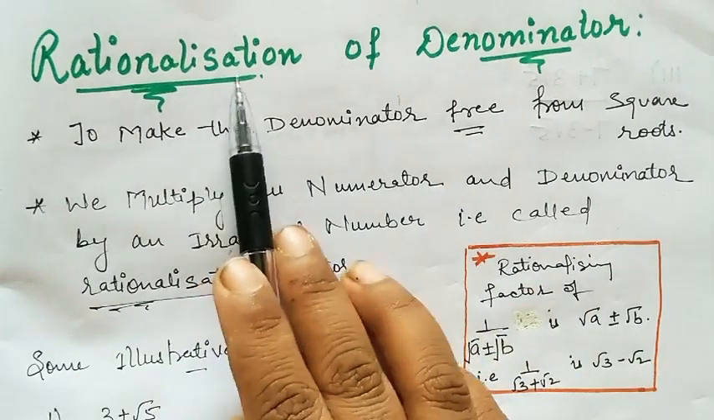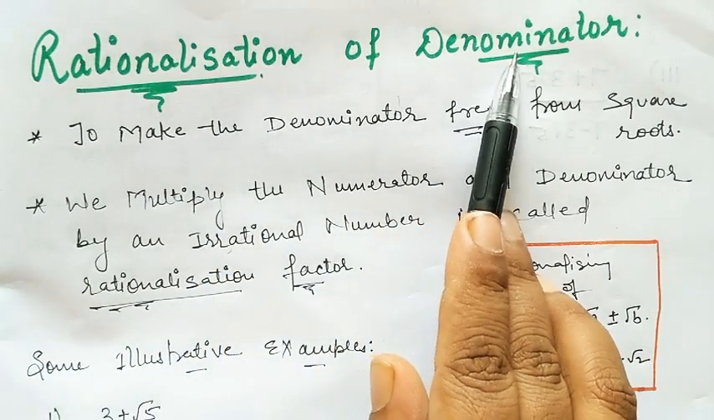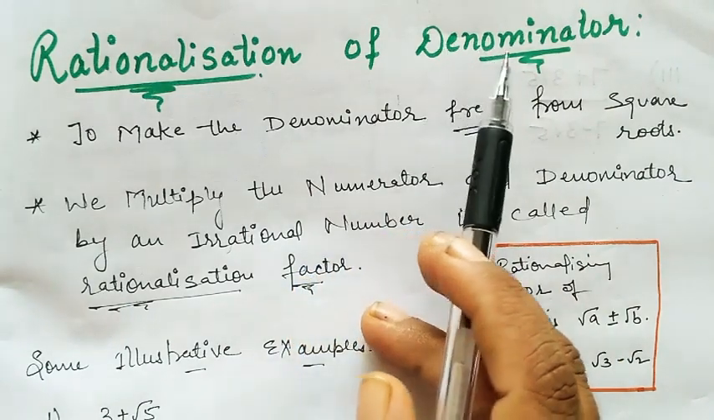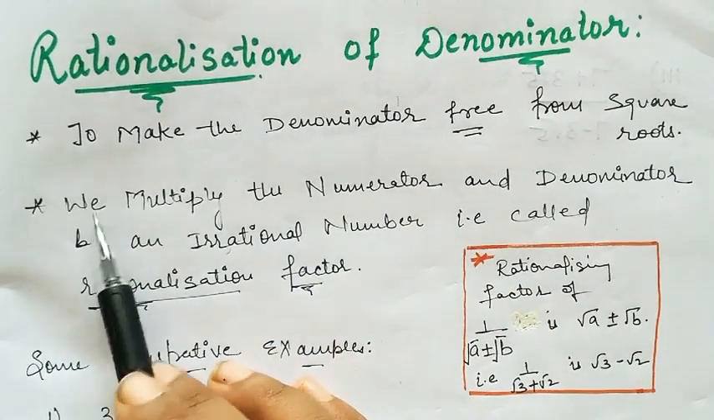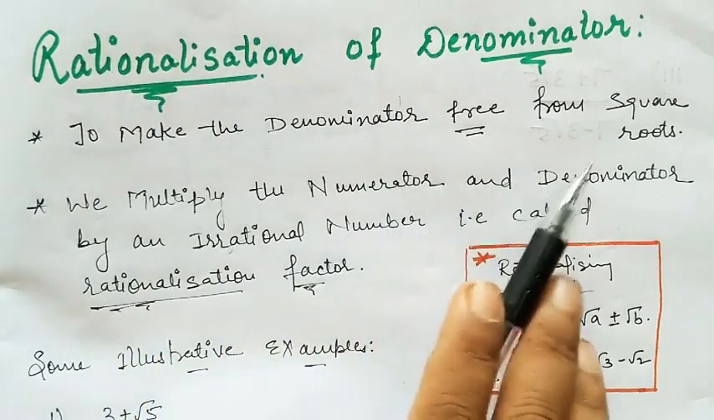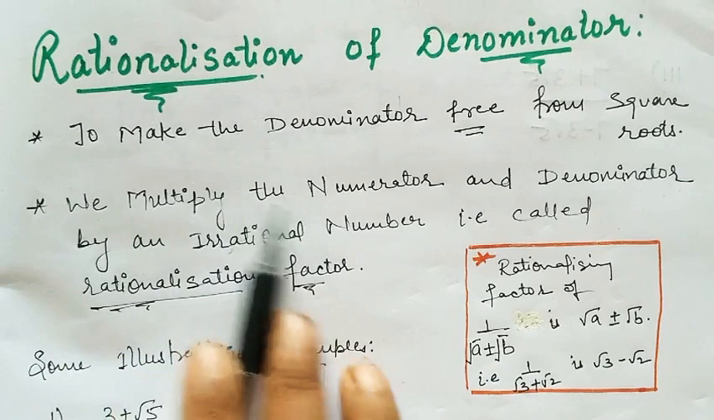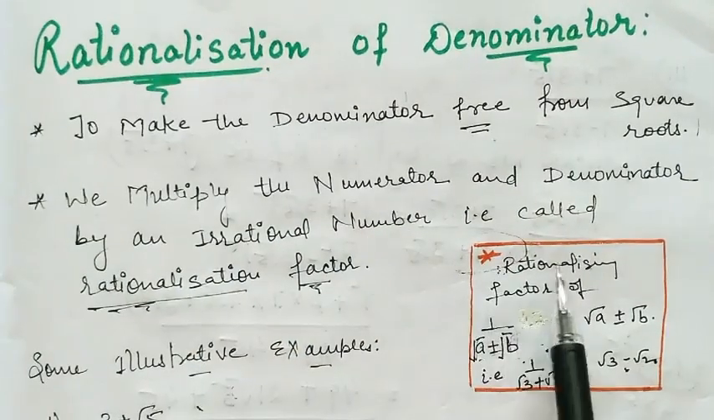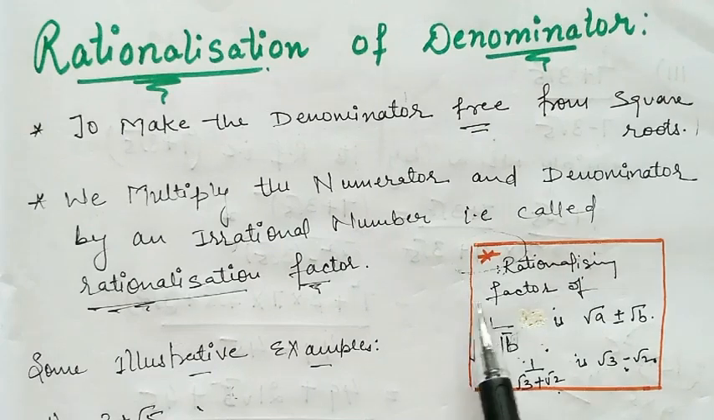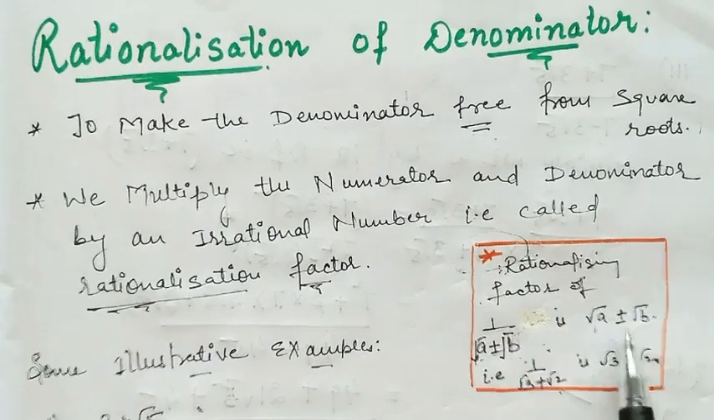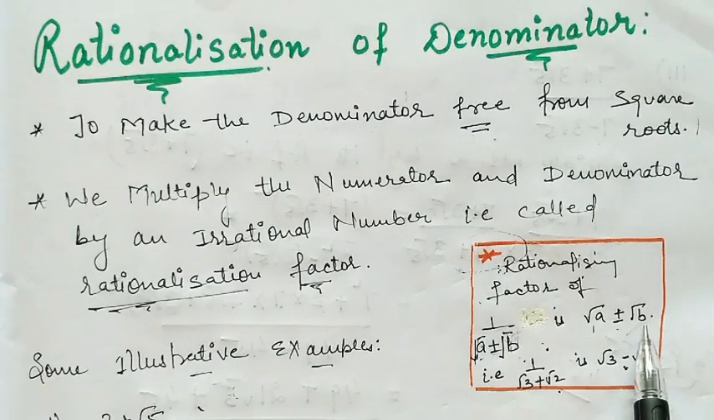So here we need to rationalize the denominator. We are going to apply the same thing, that is the rationalizing factor, here also. We multiply the numerator and denominator by an irrational number. That irrational number is also called the rationalizing factor. You need to remember that the rationalizing factor of 1 upon root a plus root b is root a minus root b.